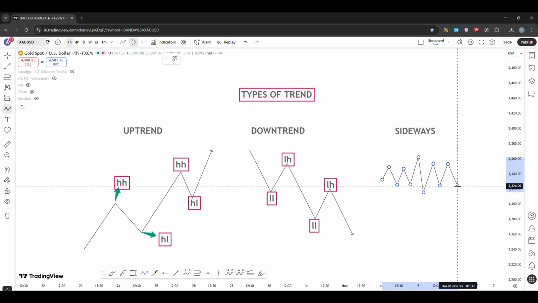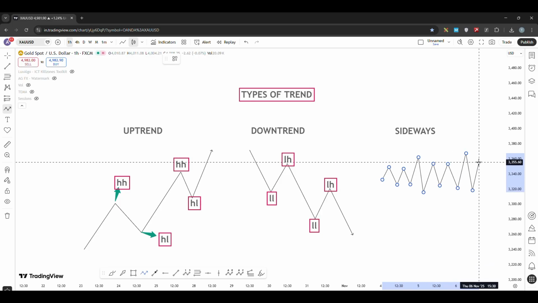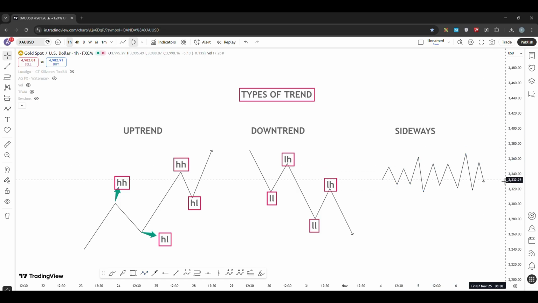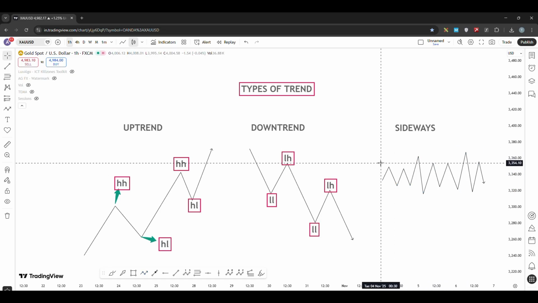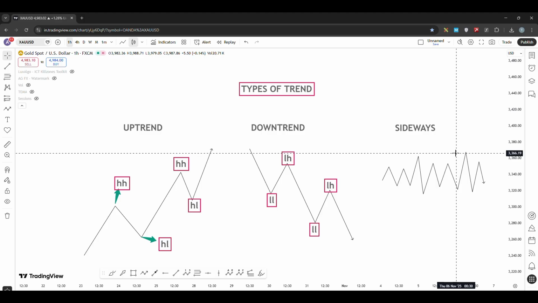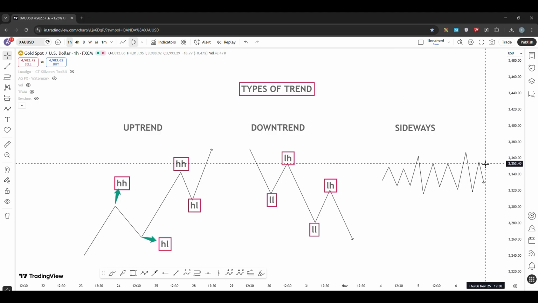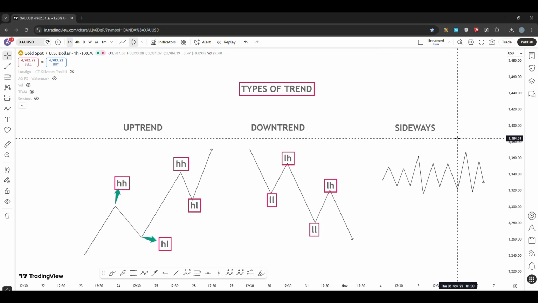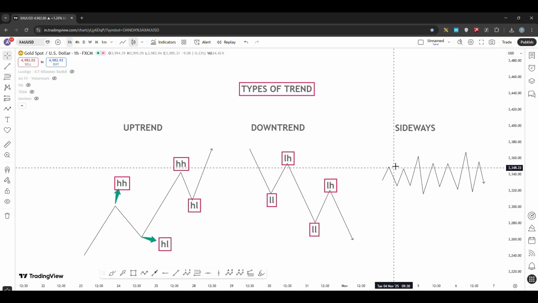Now a sideways market is obviously, from the name itself, a sideways market. That means market does not have any clear direction. Market is moving within a range. Here, neither the buyers are controlling nor the sellers are controlling. Both are fighting over here to take over the market, but both are failing, right? And this is the market that we do not really trade.